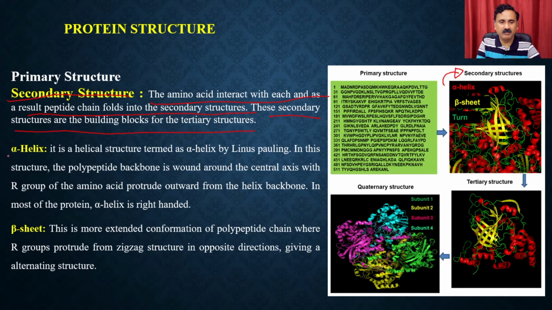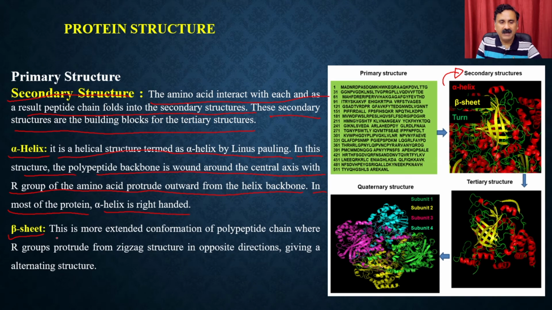Secondary structures could be of two types: either the alpha helix or the beta sheets. The helical structure is termed the alpha helix by Linus Pauling. In this structure, the polypeptide backbone is wound around a central axis, with the R groups of the amino acids protruding outward from the helix backbone. In most proteins, the helix is right-handed, and in the helix the R groups are protruding outside.